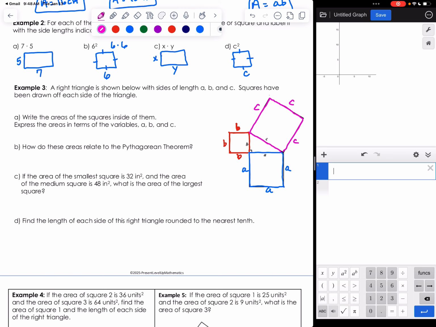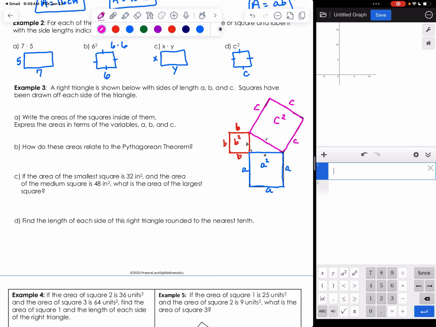In problem A, it says write the areas of the squares inside of them. Express the areas in terms of the variables a, b, and c. Let's start with the square for side a. The area of this square would have to be a squared, because we don't have a value for the length of side a. All we can do is write it in terms of a. Likewise, on side length b, the area of that square would just be b squared. And for our big square, the area would be c squared.